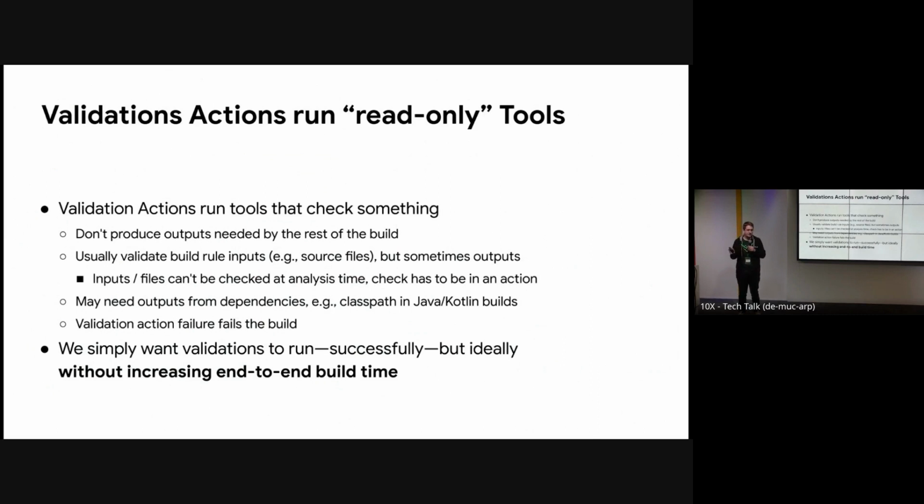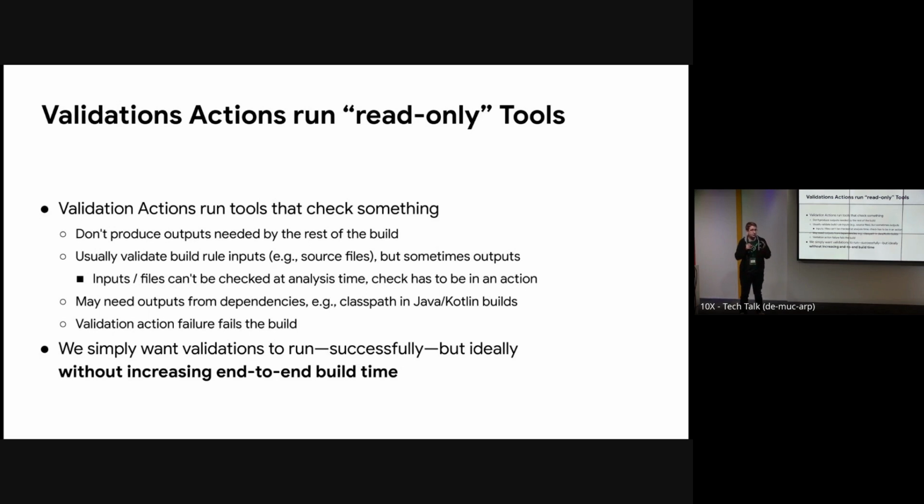So firstly, what is a validation action? Sometimes you want to do things in a build that really don't produce any outputs necessarily. So you could think of things like linting or static analysis on files. And you can't really do this in Starlark because you don't have access to these files at analysis time. So you have to run these in the execution phase, which means actions.